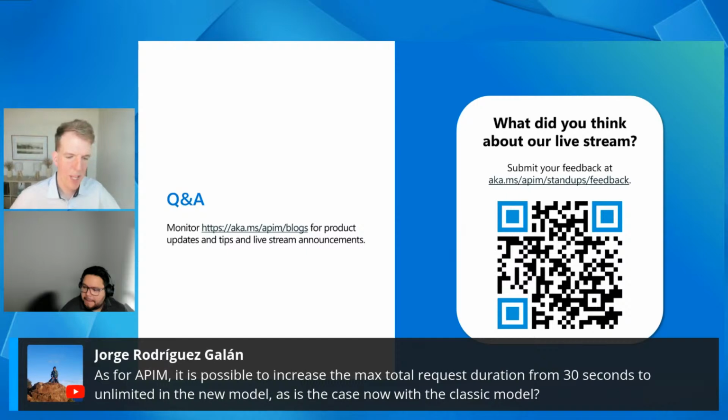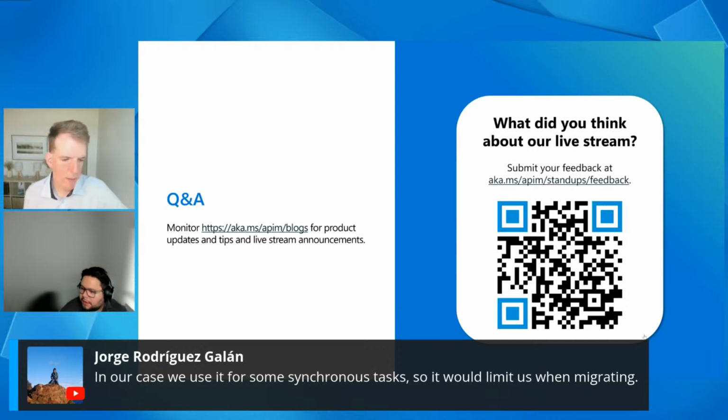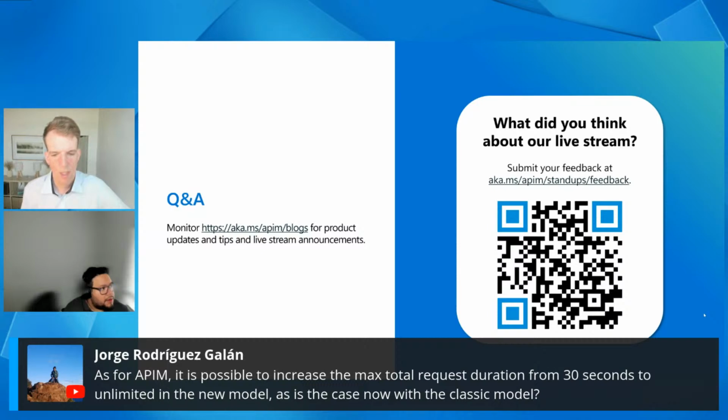Another question, as for API Management: is it possible to increase the max total request duration from 30 seconds to unlimited in the new model, as it is the case now with the classic model? In our case, we use it for some synchronous tasks, so it would limit us when migrating. I'm not sure if the new model versus old model refers to SKU v1 versus v2 or STV1 versus STV2. Is this referring to the send request policy also?